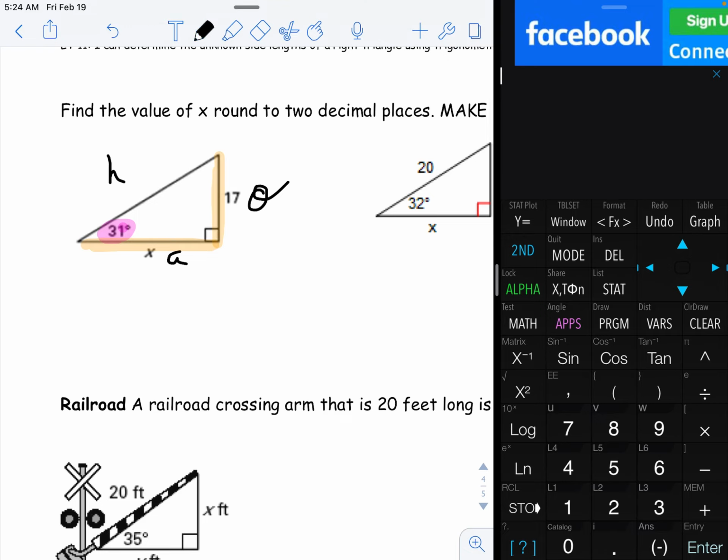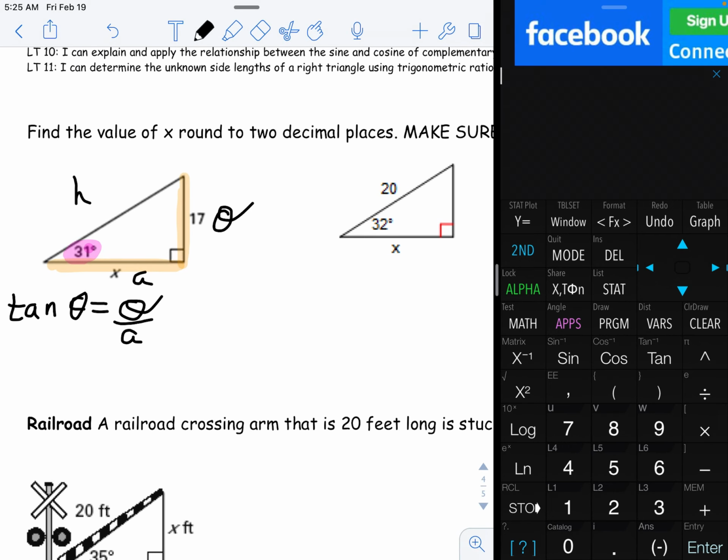Which trig function uses O and A? Well, that's tangent. So given the two side lengths 17 and x, we need to use tangent. Those are opposite and adjacent. Tangent of theta equals the opposite side over the adjacent side. And then all we're going to do is plug in the known information. We're going to say tangent of angle 31. Instead of saying theta or x, now we can actually say 31. And the opposite is 17, and the adjacent is x. So that's it. This is a big punchline.